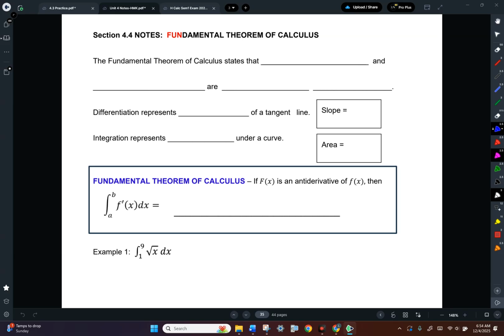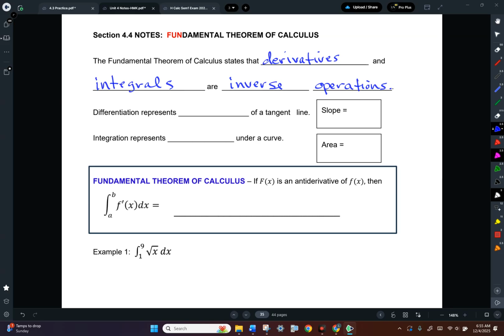states that derivatives and integrals are inverse operations. Now, don't be confused by when we say inverse operations. That doesn't mean they are reciprocals of each other. It doesn't mean that they are opposite. Inverse operations means they undo each other.